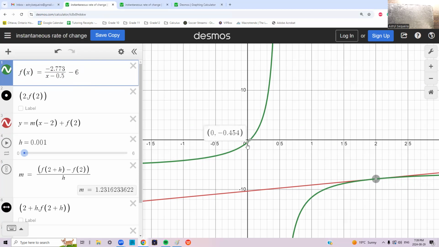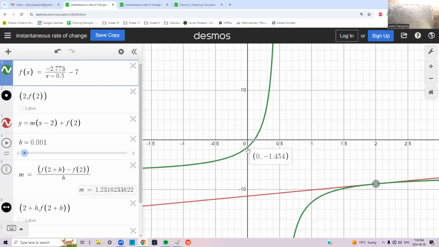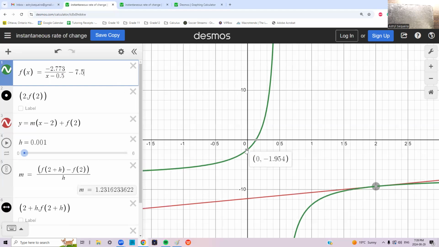Oh, I forgot to make my y-intercept correct over here. I have to move it down a bit more to get to -2. So let's change this to -7. It's almost there. 7.5. Almost there. 7.546. Now see, the y-intercept is 0 and -2. So I forgot to do that last little step for the first function. Make sure you do that.